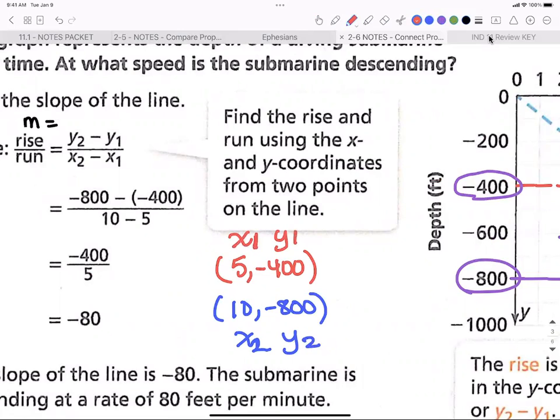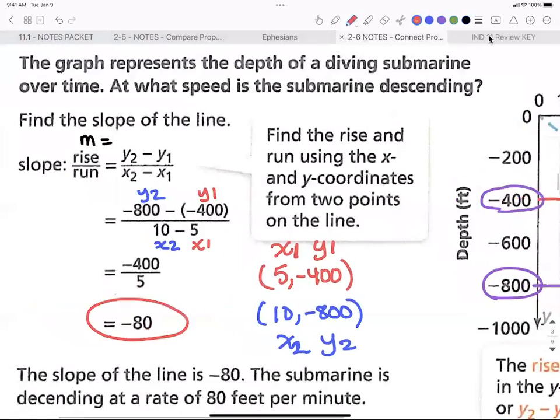And then they plug it into the formula. So here is your, try to keep it color coded, here is y2 minus y1, and notice it's minus a minus, so eventually, right, that will go plus. And then underneath, it is x2 minus x1, okay? And then when you reduce it, you get negative 400 over 5, which again reduces to negative 80.